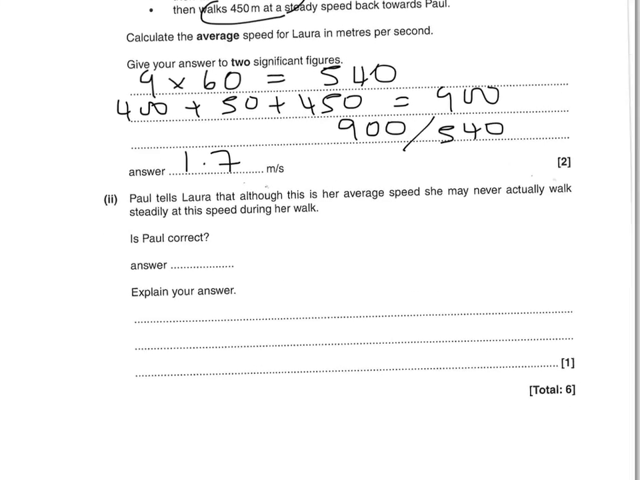Next question. Paul tells Laura that although this is her average speed, she may never actually walk steadily at this speed during her walk. Is Paul correct? So Paul is correct. So the answer is yes. And the reason is that Laura might walk at different speeds throughout the whole walk. The average speed isn't what she might walk at all. It might just be higher than that, lower than that. So if you put that Laura walks at different speeds, then that'll get you your mark. You don't get a mark just for the yes. Just for the yes, you've got to say why.